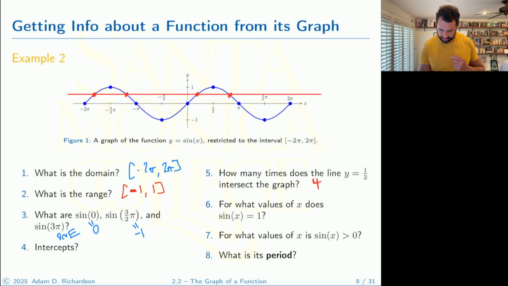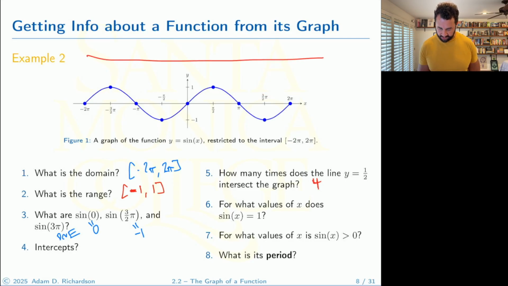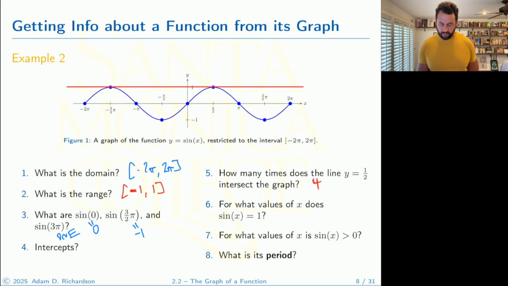This question says, for what values of x does sine of x equal 1? Remember, sine of x is the output. So what this is saying is, for what inputs is the output equal to 1? This horizontal line is going to come in handy again. So if the output is equal to 1, let's draw a line there and move it into position. Here's 1. We just want to know, what are the x values that give us that output? I noticed a couple intersection points. Here's 1, and here's 1 right there. And that looks like it.